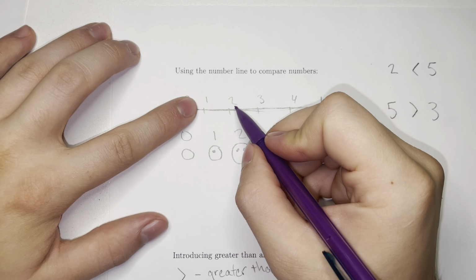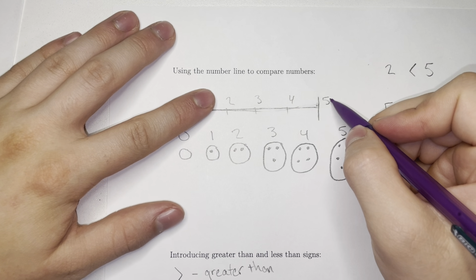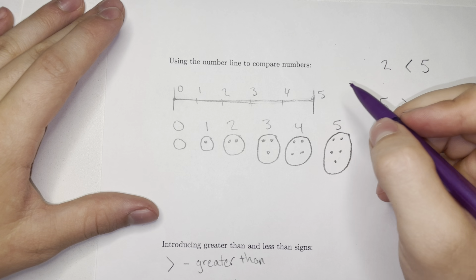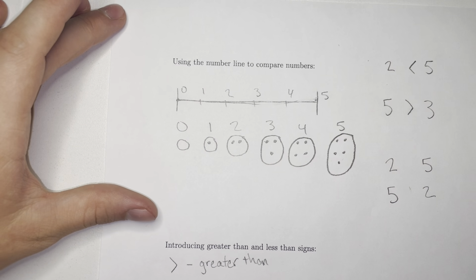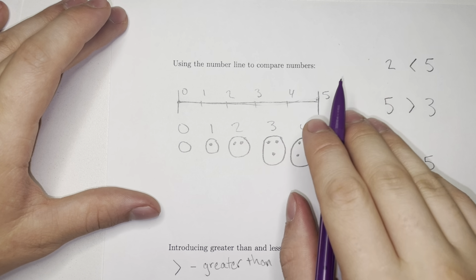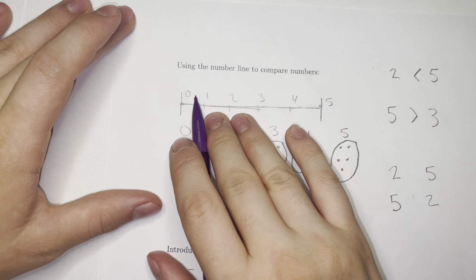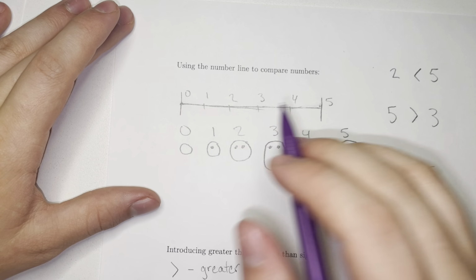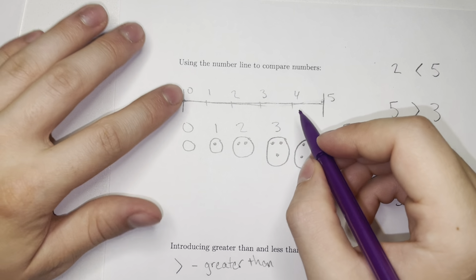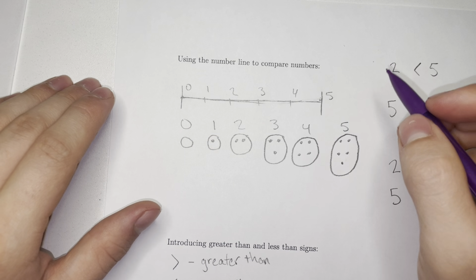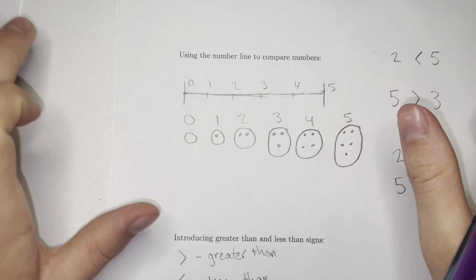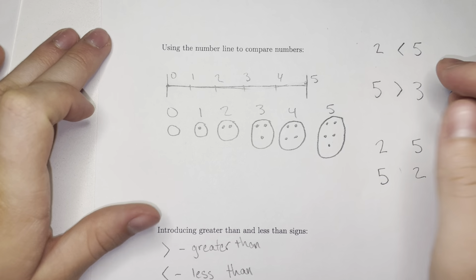So we see that 2 is to the left of 5, and 5 is to the right of 2. And so the numbers that are more to the right are going to be larger, and the numbers that are more to the left are going to be smaller. And in the future, we're going to expand these to even larger numbers and even smaller numbers as well. So we're going to extend our number line out both ways.